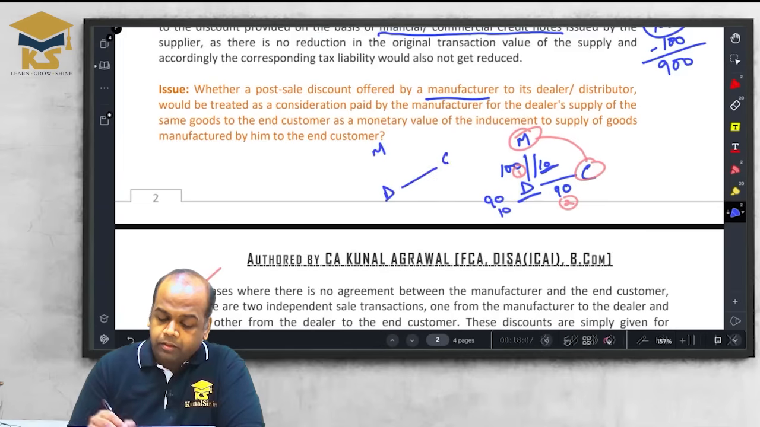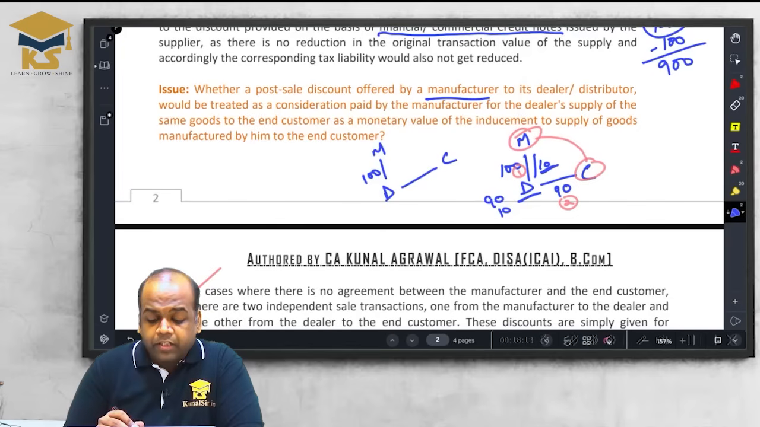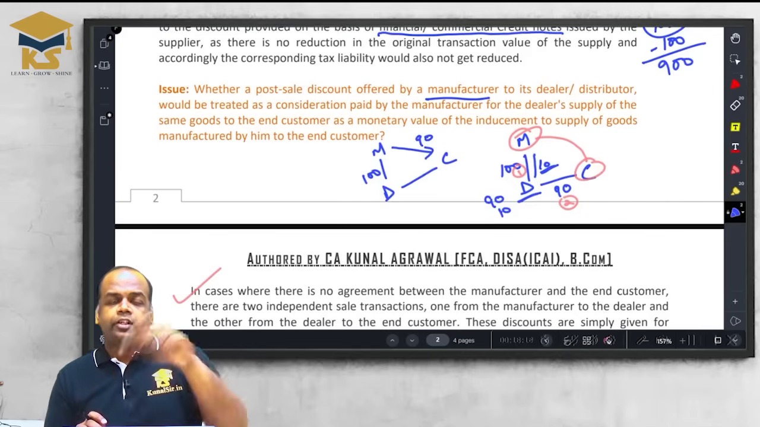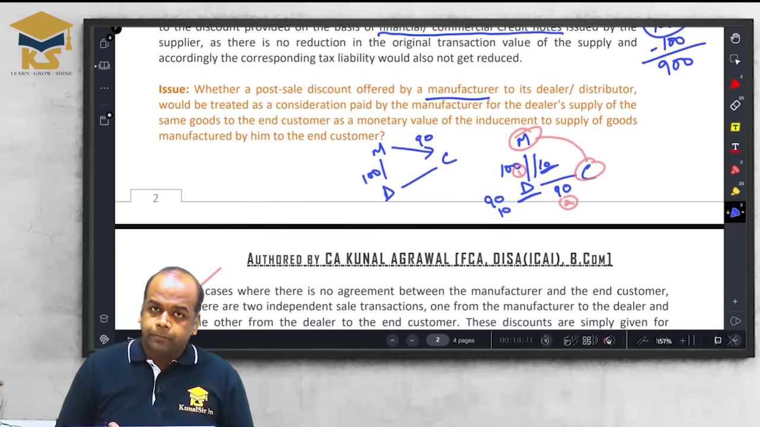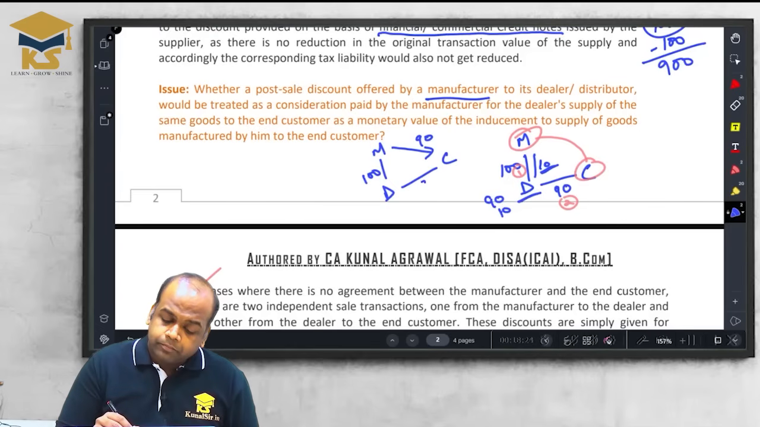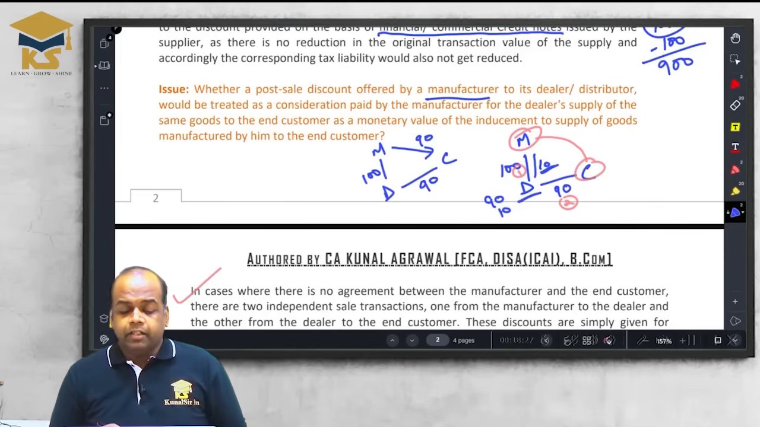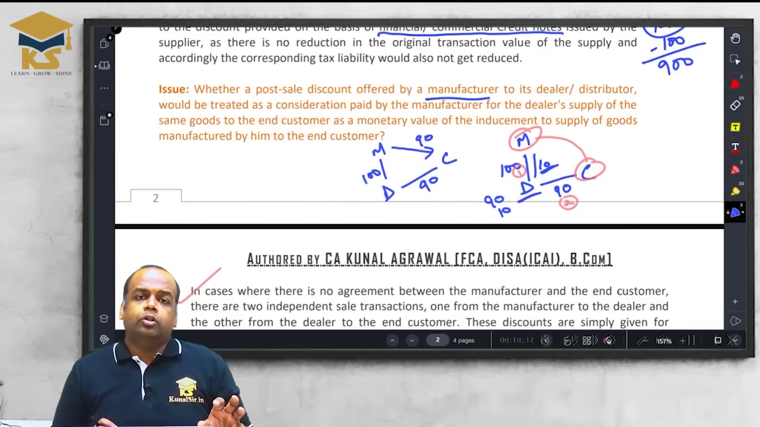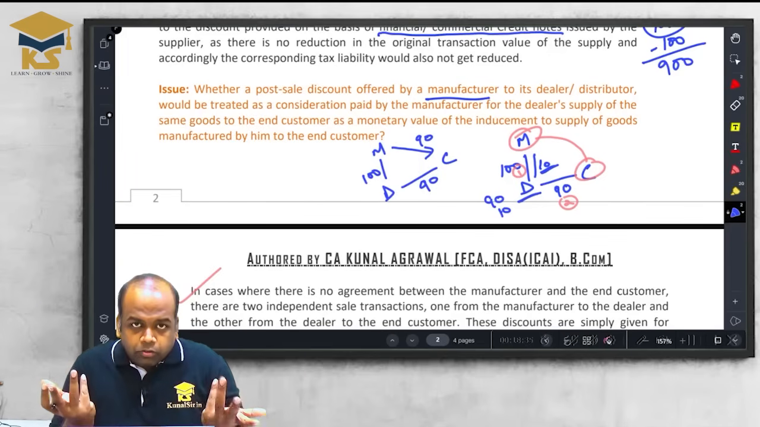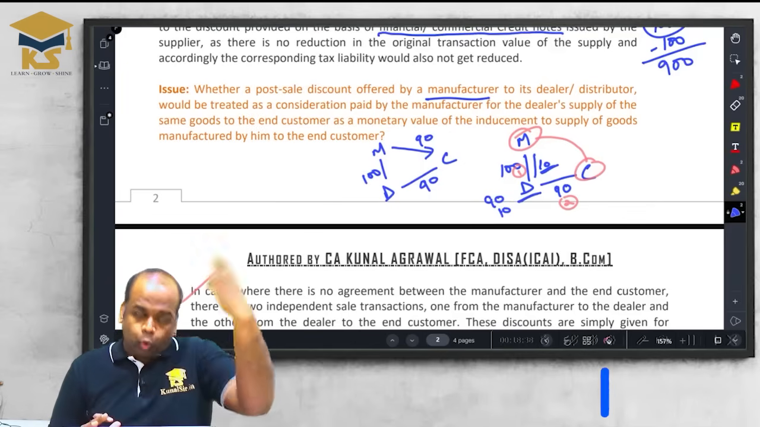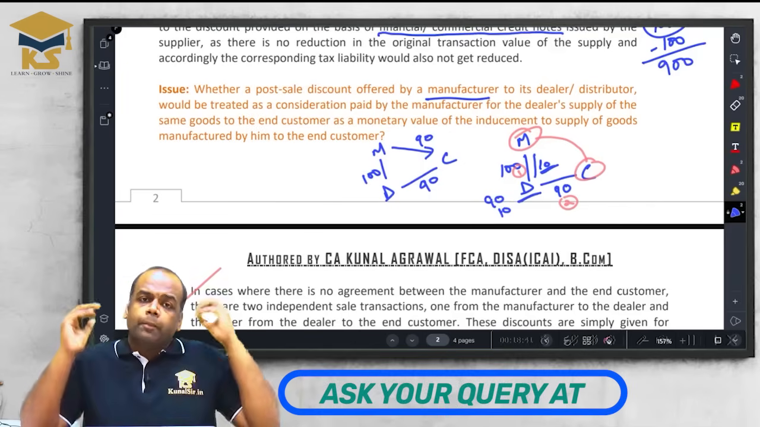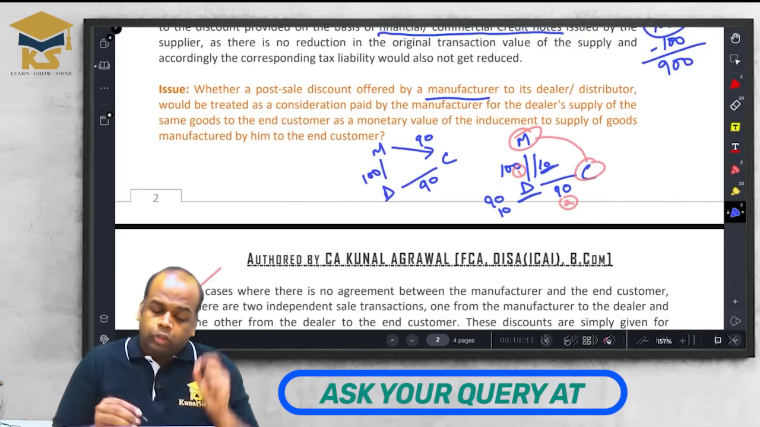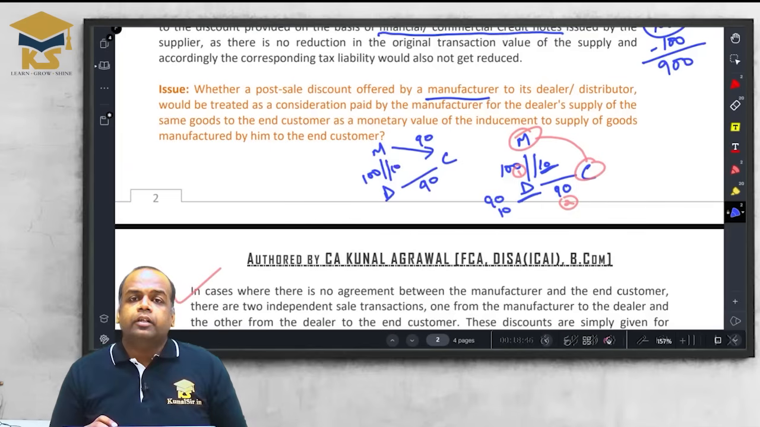Manufacturer, dealer, customer. The manufacturer sold to the dealer at 100 rupees. Now the manufacturer has an agreement with the customer to sell at 90 rupees. So there is an agreement between the manufacturer and the customer to sell at 90 rupees. Now the dealer is selling at 90. So the manufacturer is giving to the dealer at 100 rupees and telling the dealer, brother, you sell at 90. Why will the dealer sell? What's the benefit? Brother, you gave it to me at 100 rupees, I don't earn any profit, but I will sell at 100 rupees. Why would I sell at a loss? So now the manufacturer is giving a 10 rupees commercial credit note.